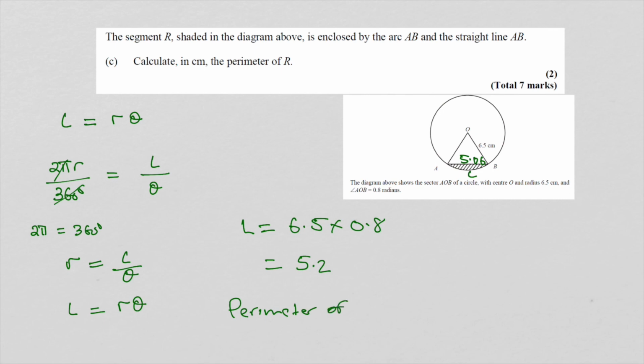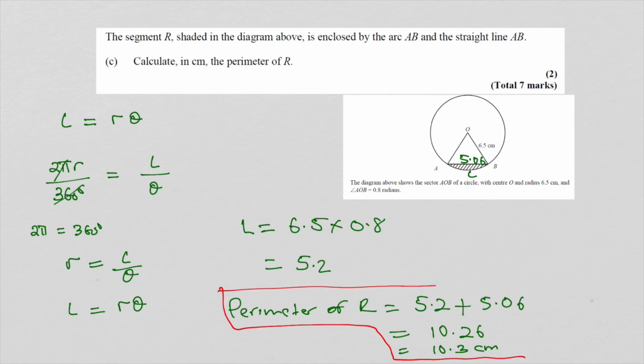Now the perimeter of R will be equal to 5.2 plus 5.06, and that will be 10.26. We want it in three significant figures, so we write 10.3 centimeters. And that's the distance we're looking for.